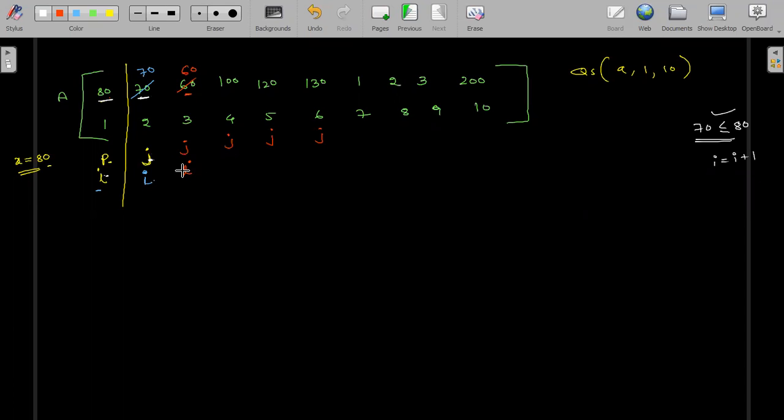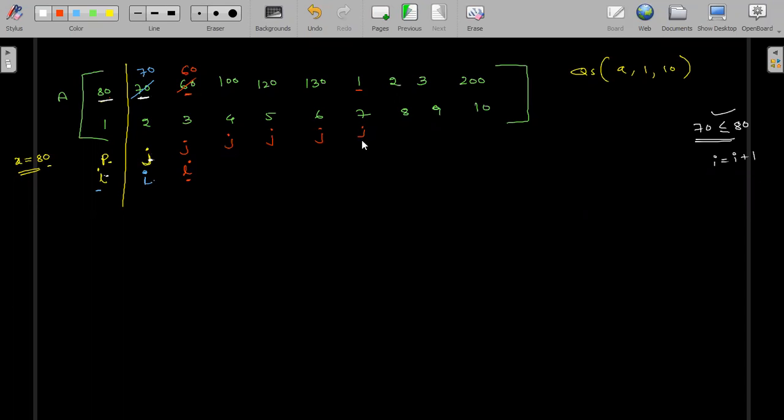Yes or not? I is currently here only. Am I moving I? No, no. Am I moving I? No. J is here. Again, J will come here. See here, everybody. J will come here. Okay, J value is what? Right now, 1. 1 is less than 80. What will it say?